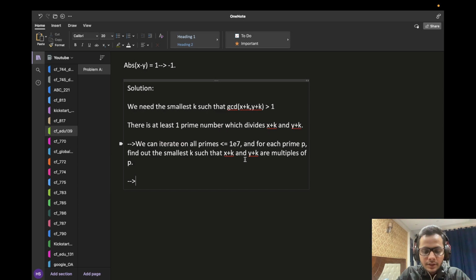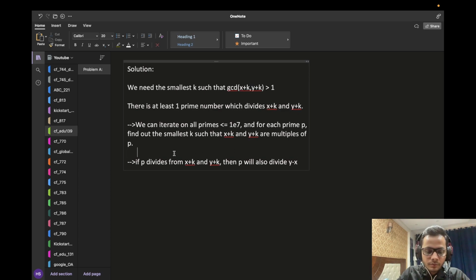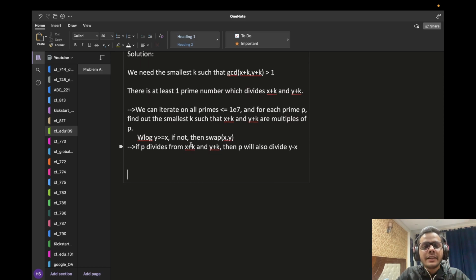The main observation here is that if p divides both x plus k and y plus k, then p will also divide y minus x, assuming that y is greater than or equal to x without loss of generality. If that is not the case, then we can swap x and y. This is something which we do right in the beginning of our code. So from now on, I assume that y is greater than x. So if p divides both x plus k and y plus k, then p will also divide y minus x.